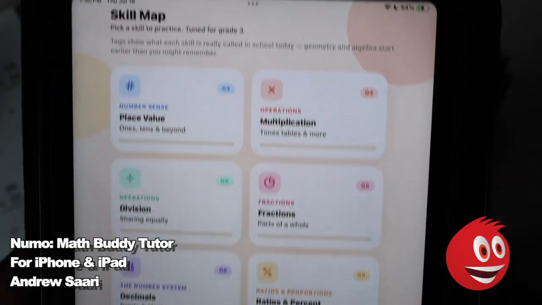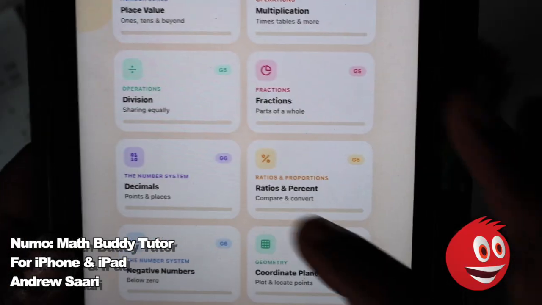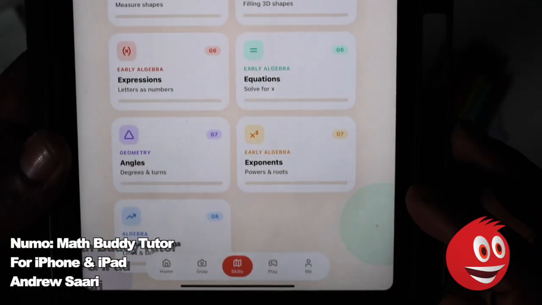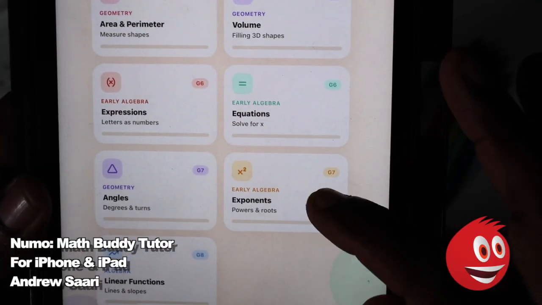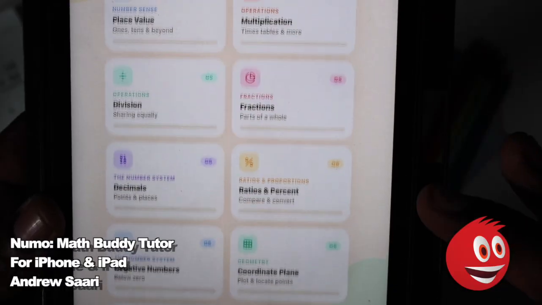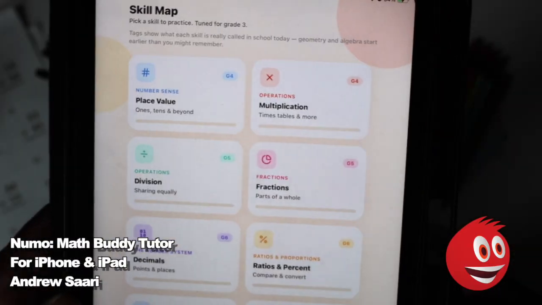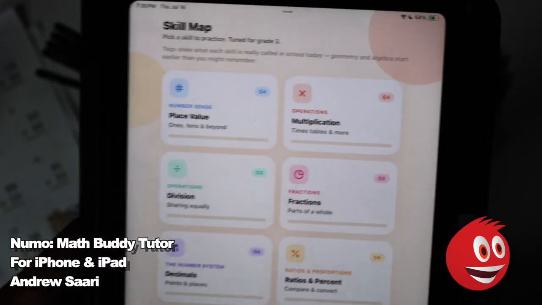You have your place value, multiplication, division, fractions, decimals, ratio and percent, negative numbers, coordinate plane, the things that we spoke about earlier, volume, angles, exponents, linear functions. You have quite a bit to discuss here with number sense. You have ones, tens, and beyond.